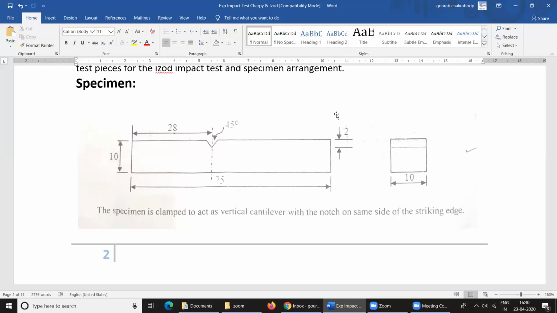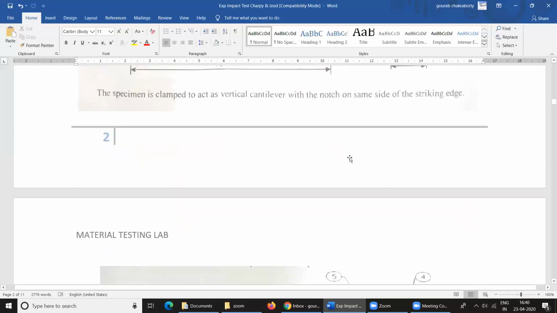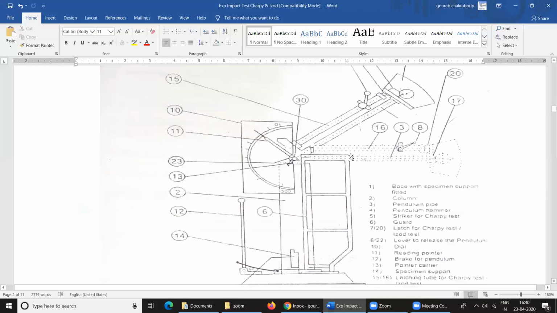All forms of impact test depend upon a swinging pendulum. You can see the swinging pendulum here also. This is the swinging pendulum. So, the height from which it drops is a measure of its inertia at lowest point.